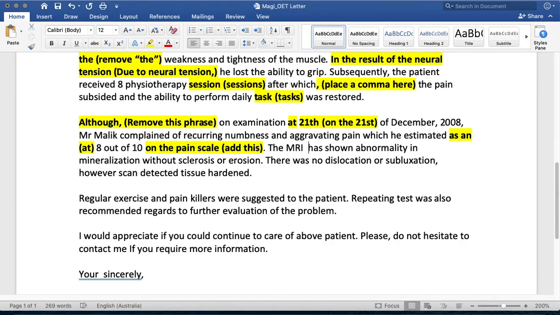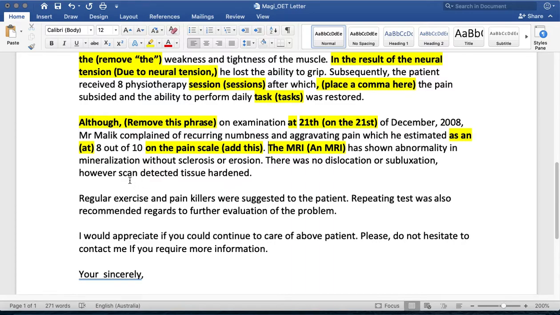The MRI has shown abnormality in mineralization without sclerosis or erosion. In this case, you gotta say an MRI. You shouldn't write the MRI, okay? Because this is the first time you're introducing MRI. All right. Let's go to the next one. So an MRI has shown abnormality in mineralization without sclerosis and erosion. That's good. There was no dislocation or subluxation.